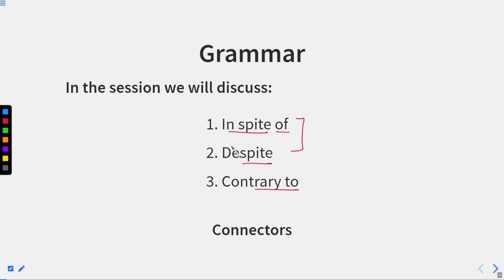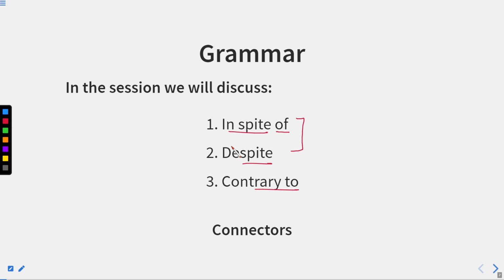Now this comes in case of spotting errors as well. Many times it happens that we are given despite of, which is grammatically incorrect, and only there the mistake is there, this error is there in the sentence that we have to identify. So this is the basic and most important difference between in spite of and despite. Also, in spite, these are two separate words. We cannot use in spite altogether or both together.